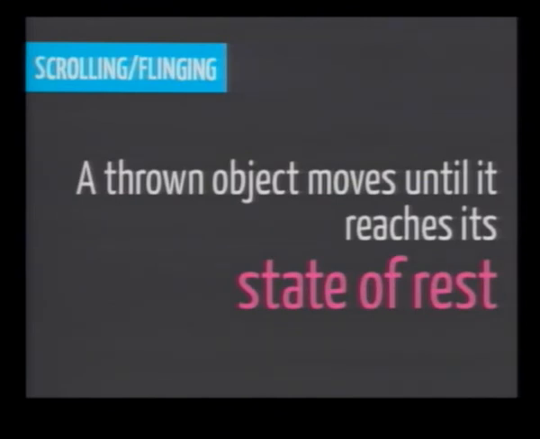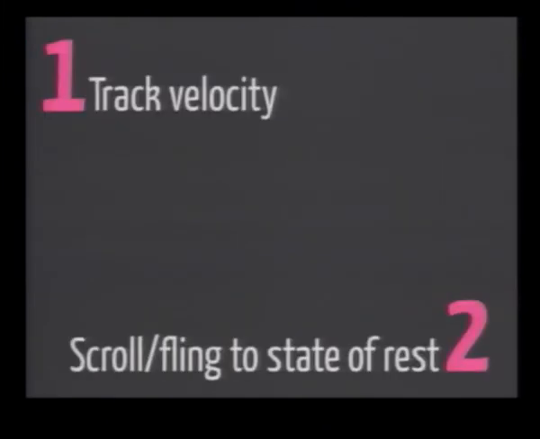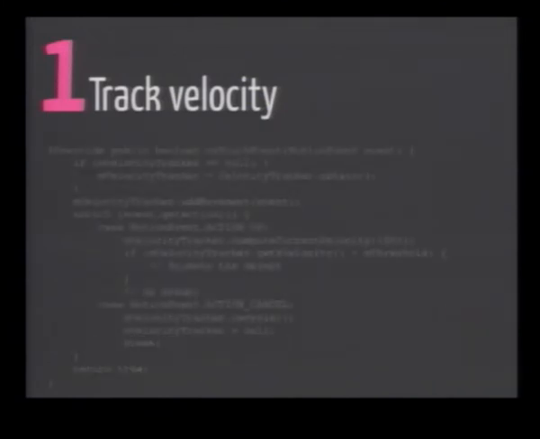So we can do that, of course, on Android, and this is exactly what the list view does. For instance, when you are scrolling very fast and stop touching, the list view will continue scrolling until it reaches a state of rest. So in order to do that, we have to do two things. The first thing is to track the velocity, and finally, you have to scroll your object to a state of rest. So how can we track the velocity?